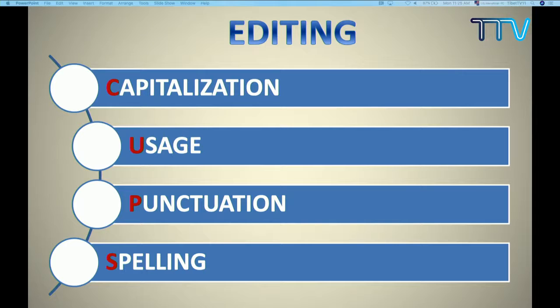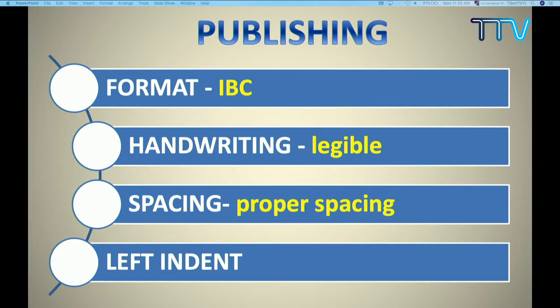Now, this is the writing process, and the last one is publishing. Publishing doesn't mean that you have to go to a publisher and publish a work. Publishing simply means you finalize. During publishing, almost everything is done. You just check I, B, C: introduction, body and conclusion, whether these are okay or not. And you check that your handwriting is legible. And then spacing, you see whether the spacing is properly done or not.